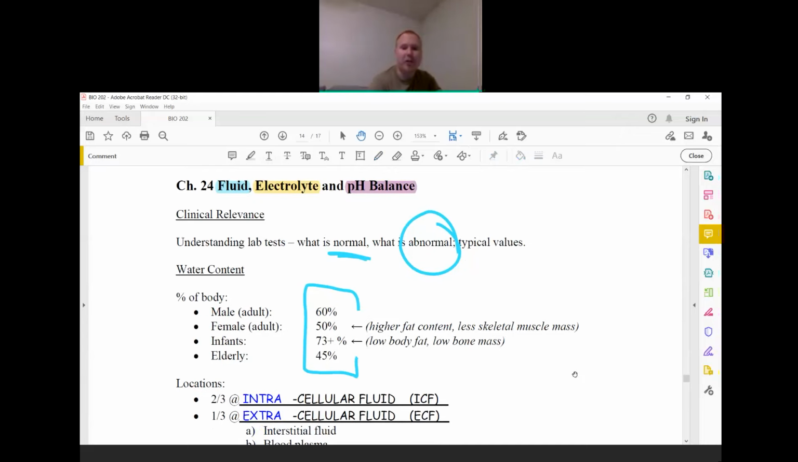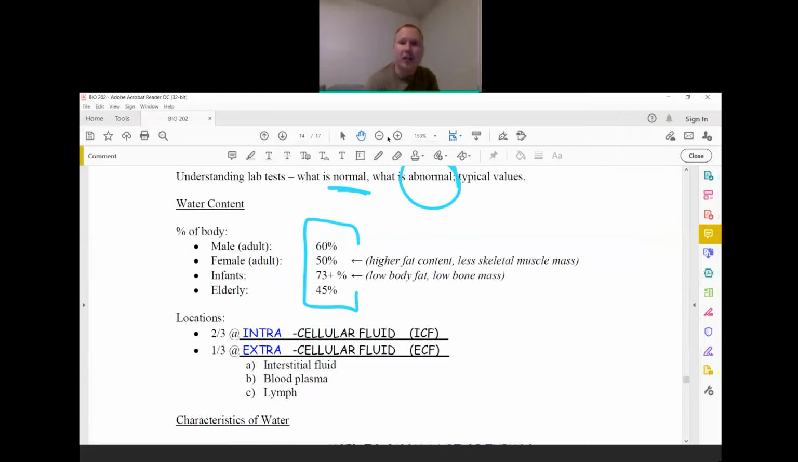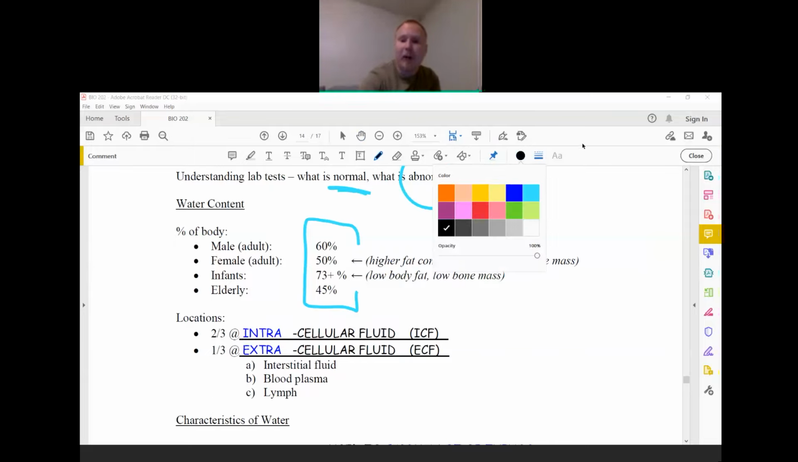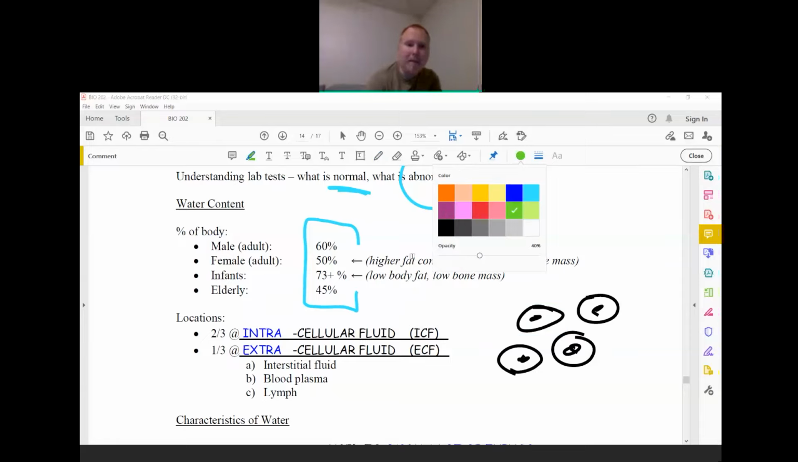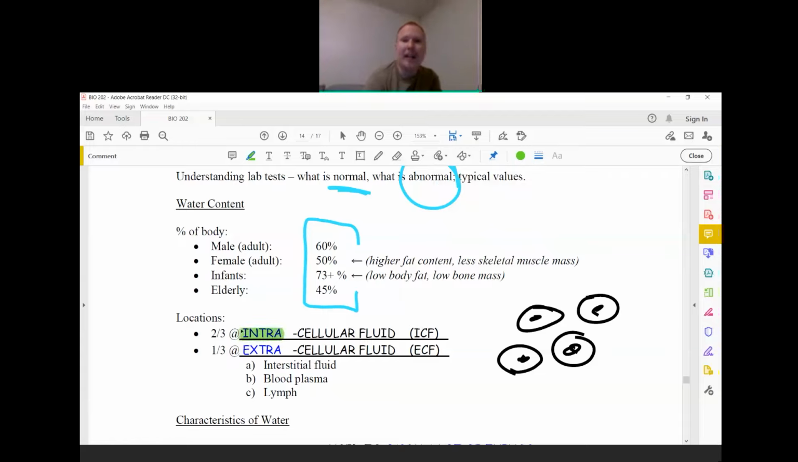in their body proportion. What I want to talk next with you is that where do we find this water in the body? And what I'm drawing here is just a bunch of cells with the nucleus showing up as dark in the middle. And what we'll notice is that about 2/3 of all the water in the body is located inside the cells. So we call that intracellular fluid, the fluid water inside the cells.